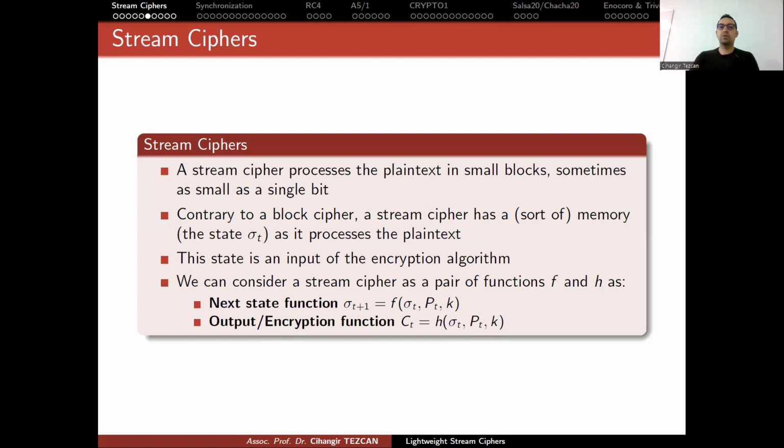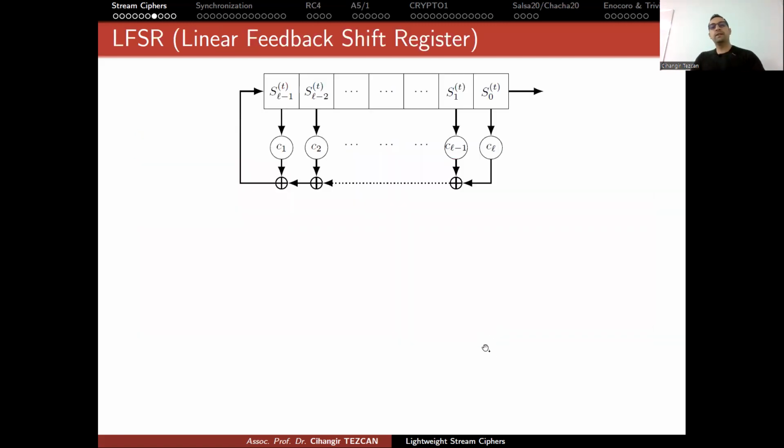In order to visualize what a stream cipher is, let me first give you a smaller component of it, which is called an LFSR. These are very famous in stream cipher designs. LFSR is short for linear feedback shift register. Here our aim is to generate a long sequence from a shorter value. These blocks store bits, and here you obtain the output.